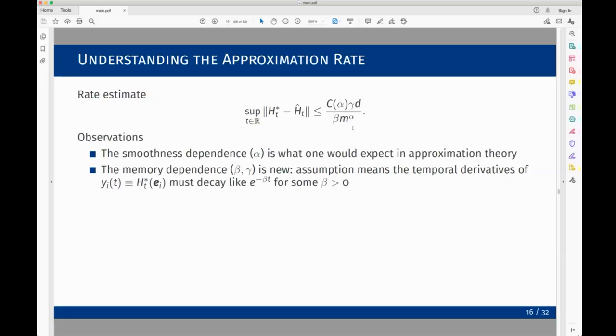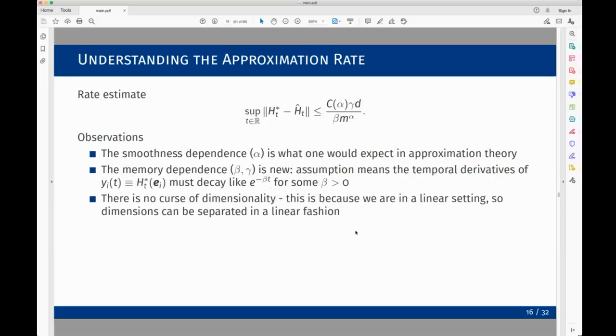Gamma is just a constant given beta, and you can see the assumption means that the temporal derivatives of the output signal y_i(t) must decay like e to the power of minus beta t for some positive number beta, and then our final approximation rate is also determined by beta and gamma. If we have larger beta, that means we have larger decay, or in other words, the memory effect is small, then we have a better approximation rate. So qualitatively, it matches our expectation.